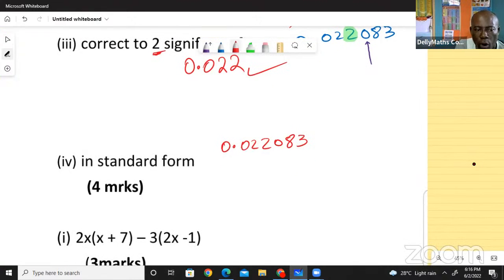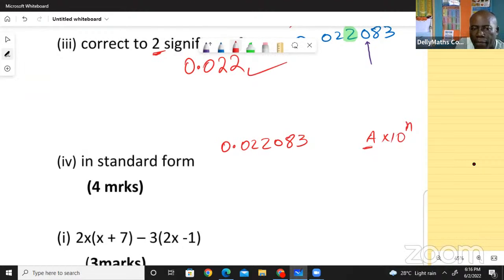Now, in standard form, it is said to be a times 10 to the n. That's the idea. In other words, it's going to be a number times 10 raised to a power, right?